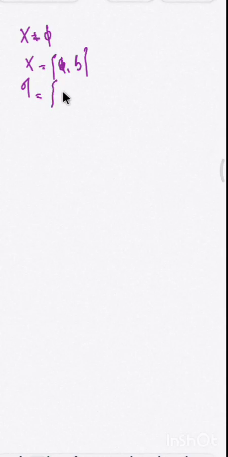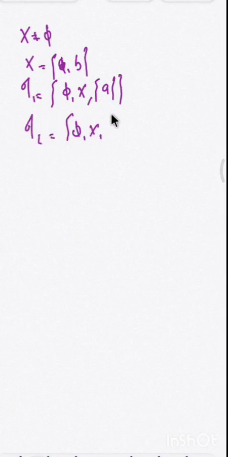Is it from a topology or not? We will see it. Suppose let X be a non-empty set. For example, I take X equal to {a, b}. Define tau 1 as the Sierpinski topology: the empty set, X, and the singleton {a}, and tau 2 is the empty set, X, and the singleton {b}.